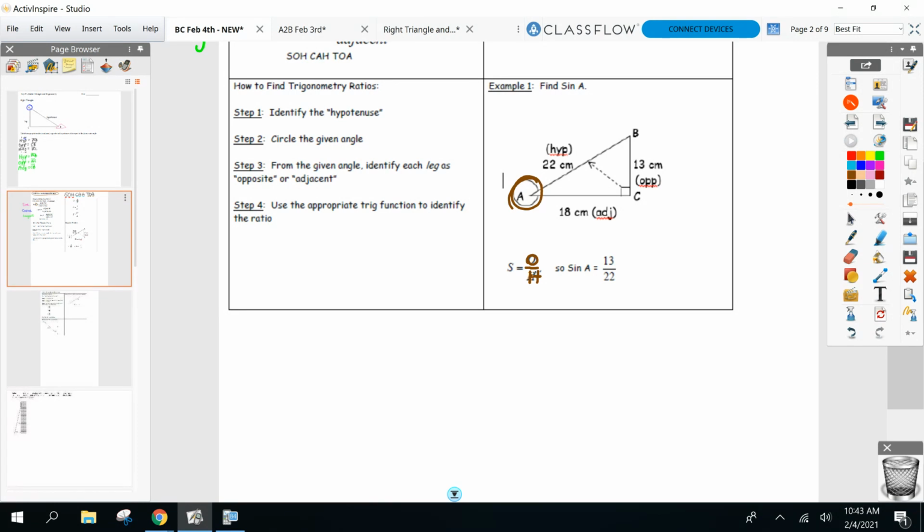If you look at angle A right now, what's the side length opposite A? It's 13. Over, what's the hypotenuse in this diagram? 22. So the sine ratio is 13 over 22. All right, let's go right underneath. Ready? Write it down. Cosine of A. What would the cosine ratio be for angle A now? The cosine ratio for angle A.